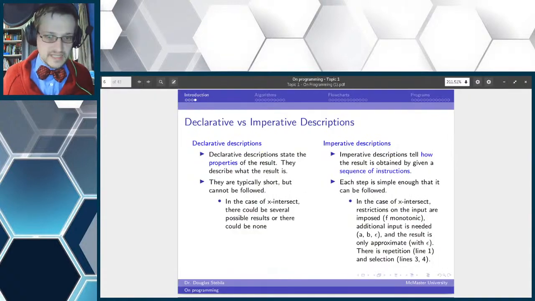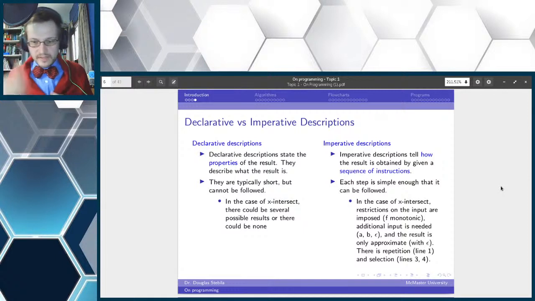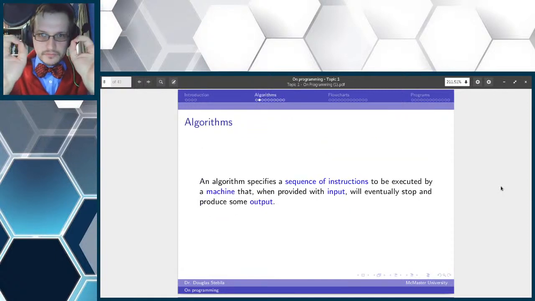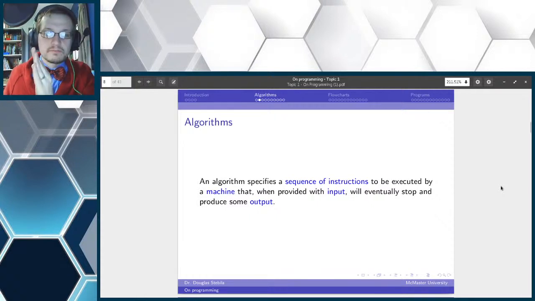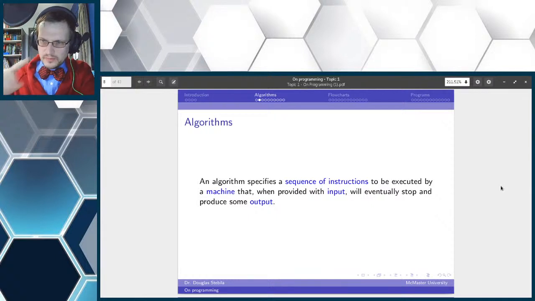Cool. So, declarative versus imperative: we're going to be doing imperative. Now, algorithms. An algorithm specifies a sequence of instructions to be executed by a machine that, when provided with input, will eventually stop and produce some output.